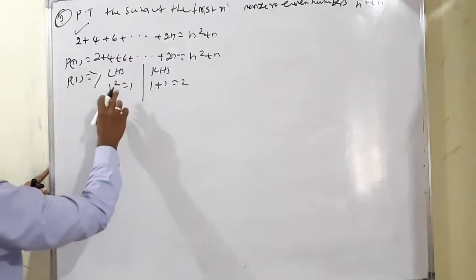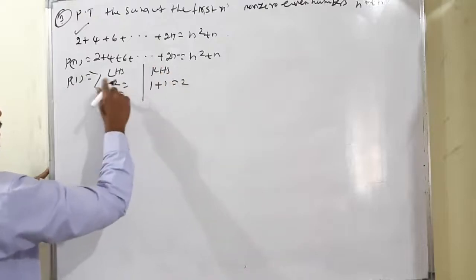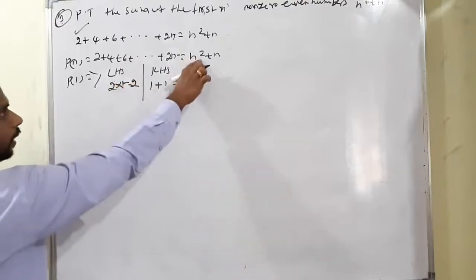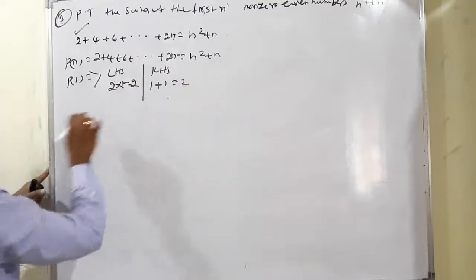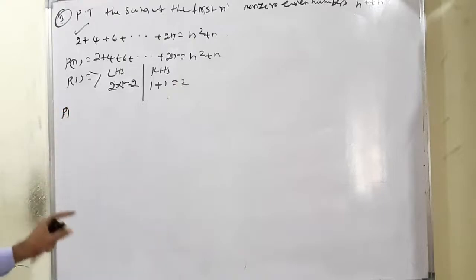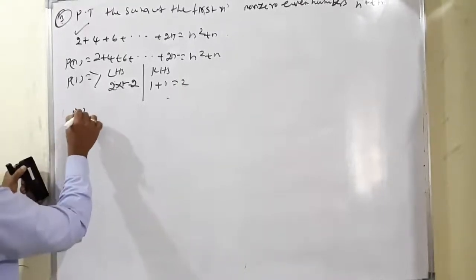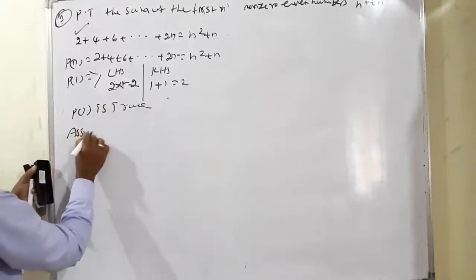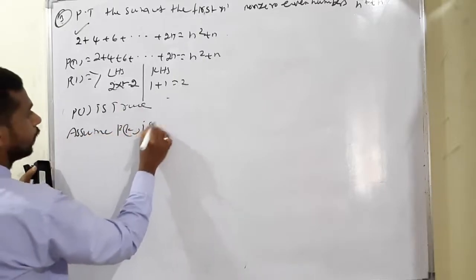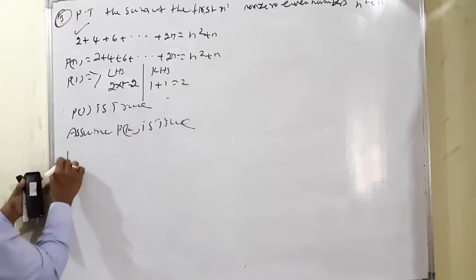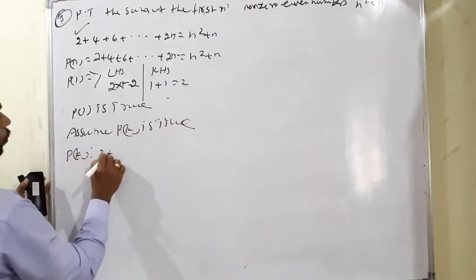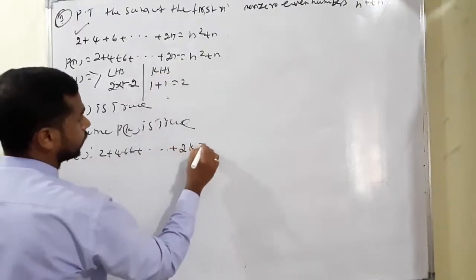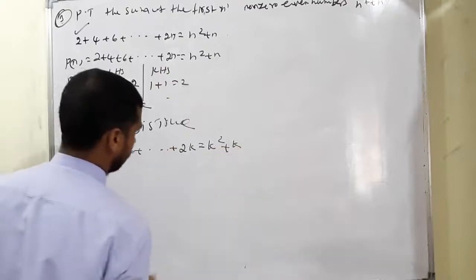Now, first condition. Here actually 2 into 1, so true will come. Opposite side also 1 square plus 1, that is 1 plus 1, is true. So P of 1 is true. Now assume P of k is true. What will happen? 2 plus 4 plus 6 plus dot dot dot, instead of 2n we write 2k, is equal to k square plus k.